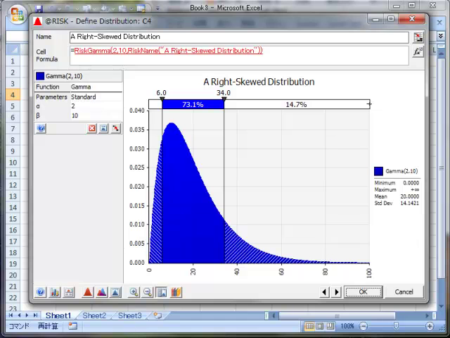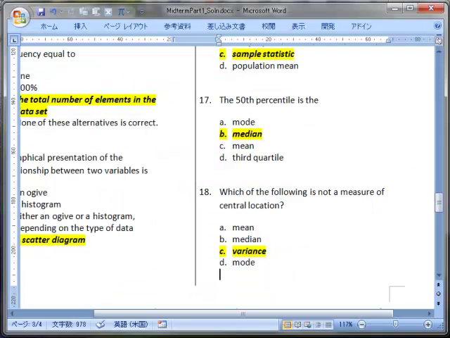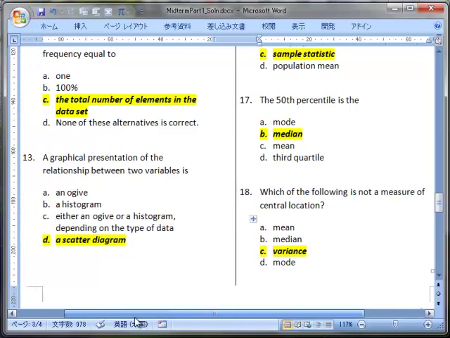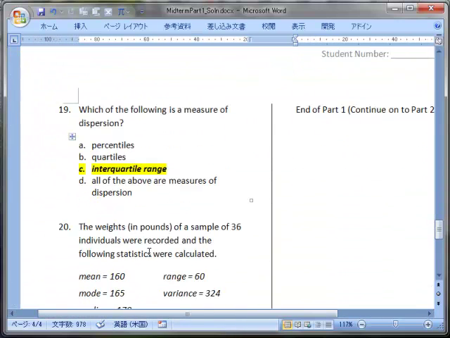All right, now we got to get moving here. We're going to come back here to the test over here. So which of the following is not a measure of central location? It's the variance. Mean, median, mode all tell you pretty much where the data is, some idea of the center. Okay, 19. Which of the following is a measure of dispersion? Percentiles, quartiles, interquartile range tells you about the scatter.